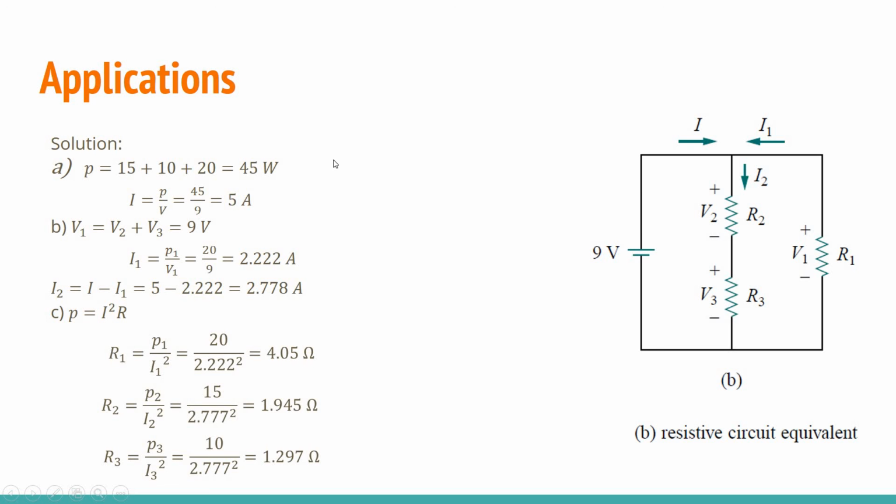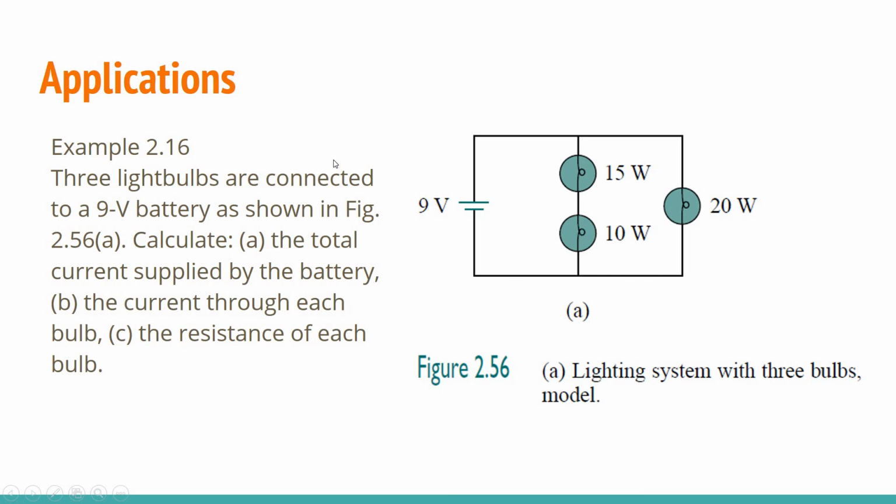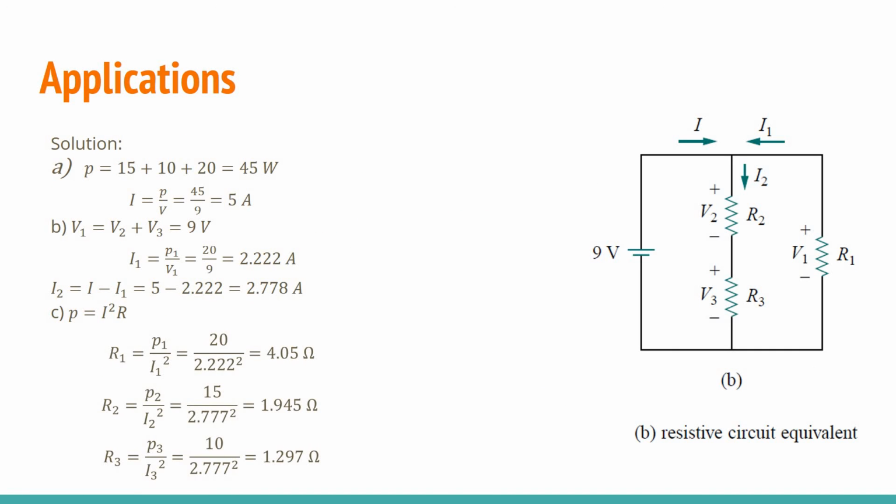Solution. Okay, let's go back to the problem. We need to find the current supplied by the battery, the current in each bulb, and the resistance of each bulb. Given the power, the total power is 15 plus 10 plus 20 equal to 45 watts. So the total load is 45 watts. Current is just equal to power divided by voltage. So 45 divided by 9 volts is equal to 5 amperes.